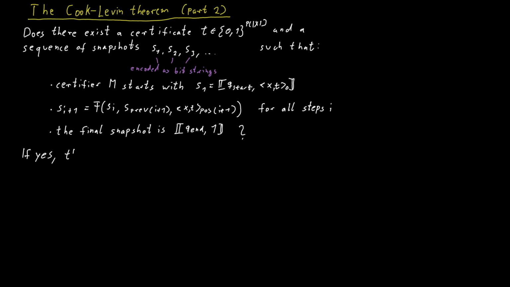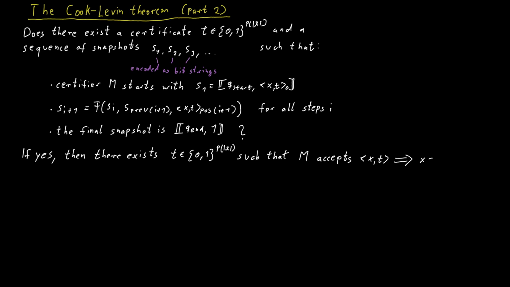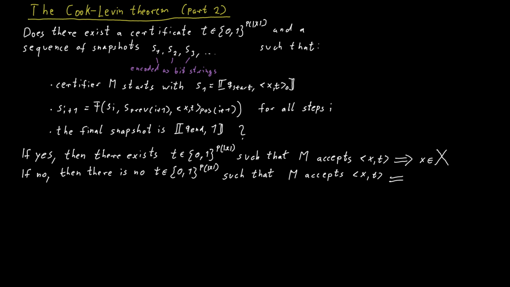So if we have such strings, a certificate and a sequence of snapshots that end in a terminating end state, then that means that the certifier accepts some certificate T. And that means that the word is in the language. However, if there's no such sequence of snapshots that follow logically from the previous ones and then result in a terminating end state, then the word is not in the language, because there's no way to make the certifier reach a terminating end state.